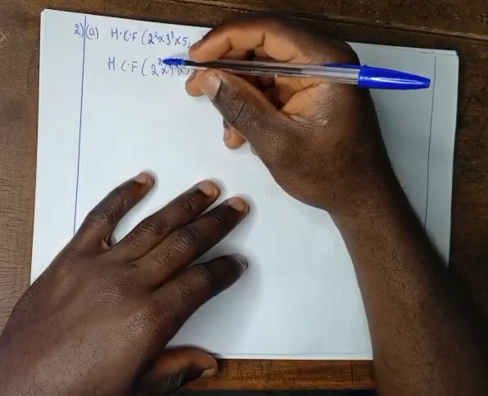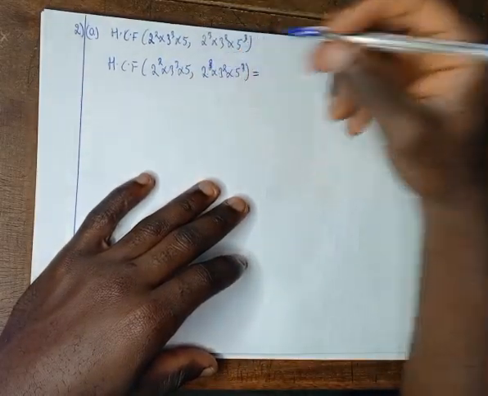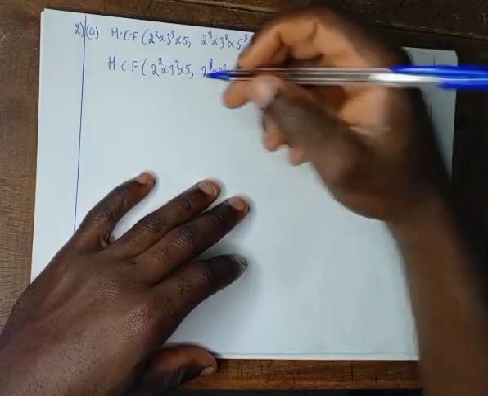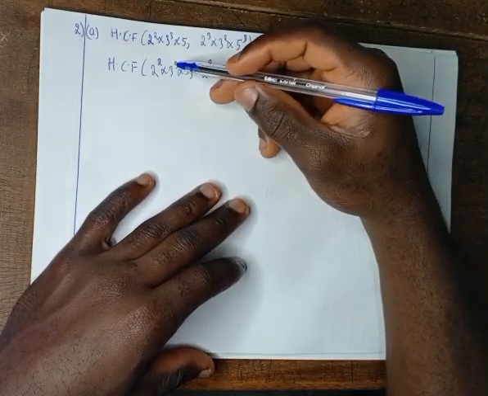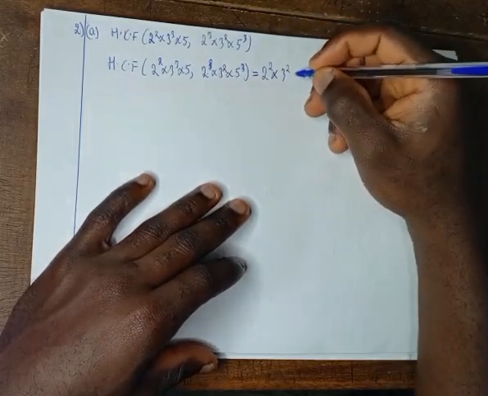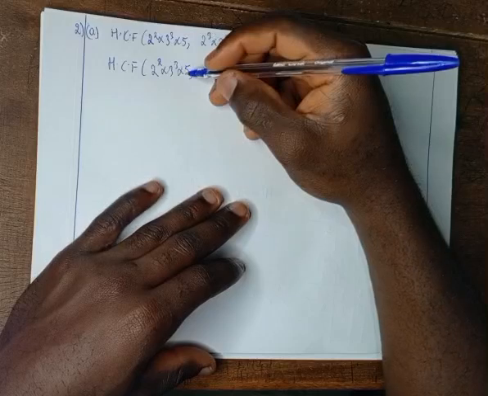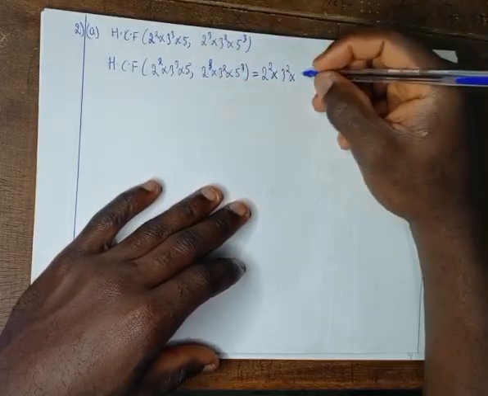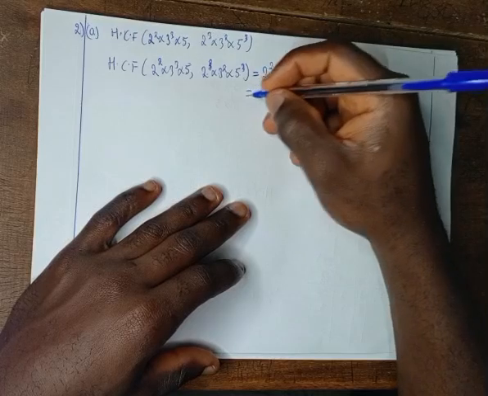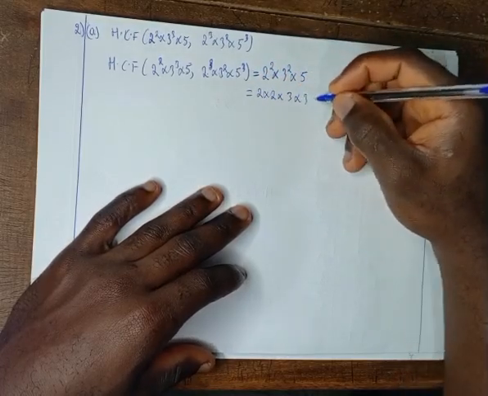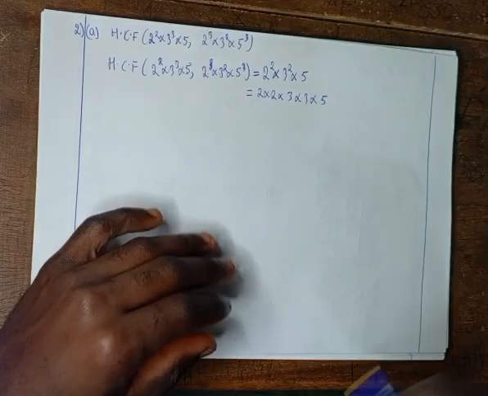2 is common. Here 2 is to the power 2, here 2 is to the power 3. We are going to take 2 to the power 2. We multiply now by 3, which is common. Here 3 is to the power 3, 3 here is to the power 2. We multiply by 3 raised to the power 2. Here 5 is to the power 1, here 5 is to the power 3. So we are going to multiply by 5 raised to the power 1. So this will simply be equal to 2 times 2 times 3 times 3 times 5.